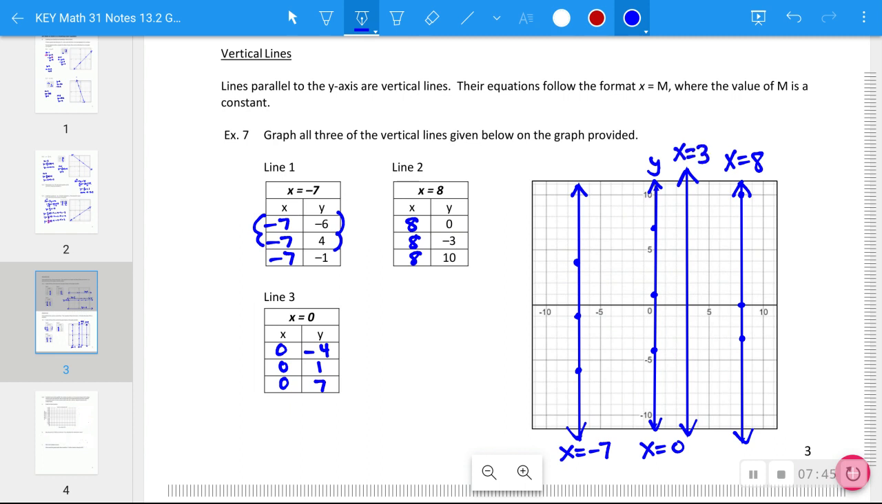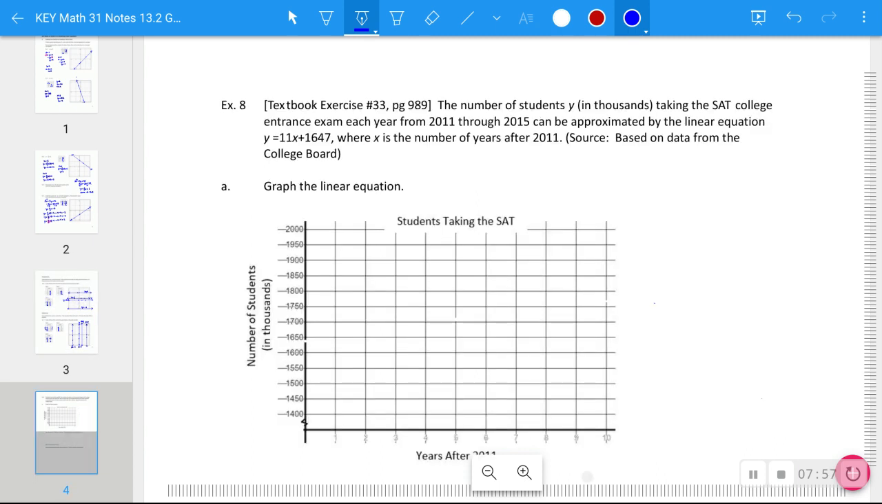Okay, so that's horizontal and vertical lines. The horizontal lines are formulas that are y equals, and the vertical lines always start with x equals. Okay, we'll finish this note set with an application problem.